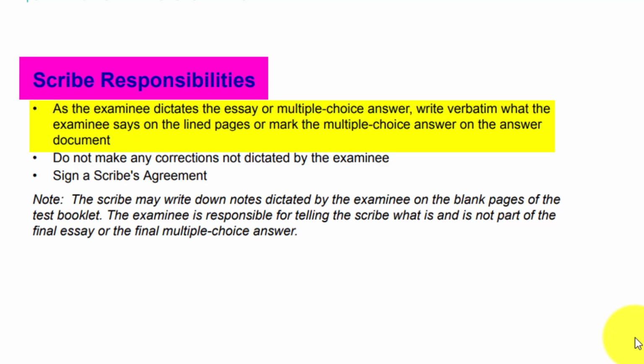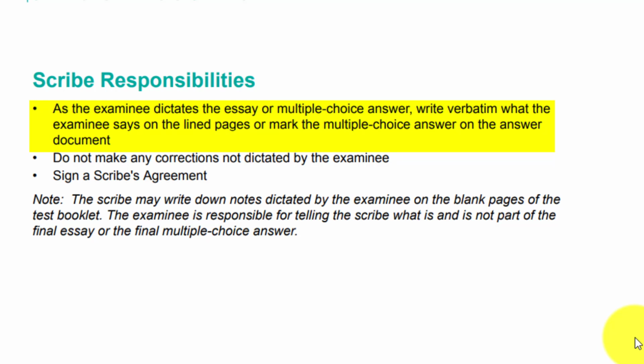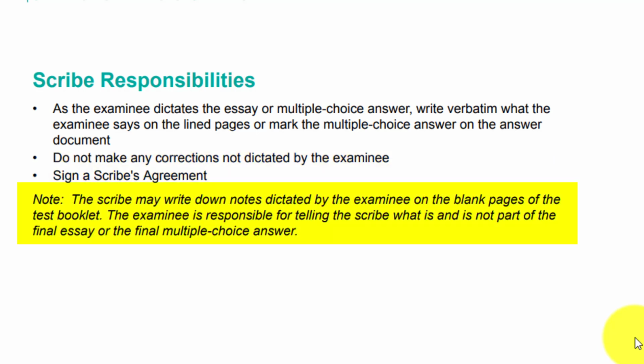As the examinee dictates the essay or multiple choice answer, write verbatim what the examinee says on the lined pages or mark the multiple choice answer on the answer document. Do not make any corrections not dictated by the examinee. Sign the scribe's agreement. Note, the scribe may write down notes dictated by the examinee on the blank pages of the test booklet. The examinee is responsible for telling the scribe what is and is not part of the final essay or the final multiple choice answer.